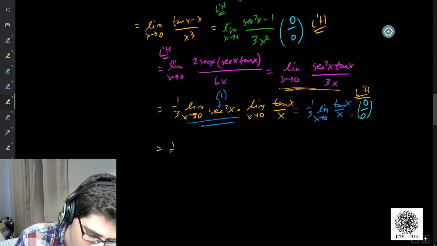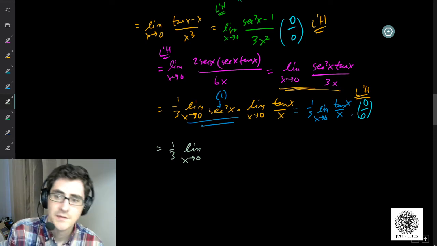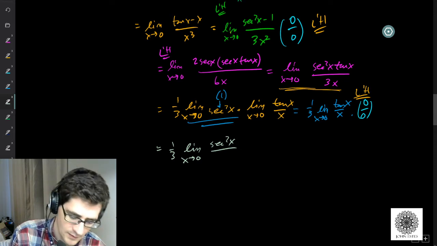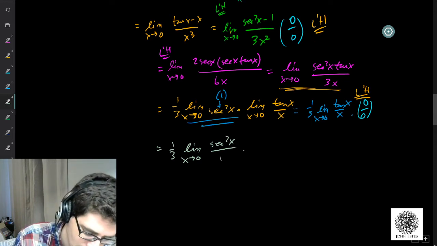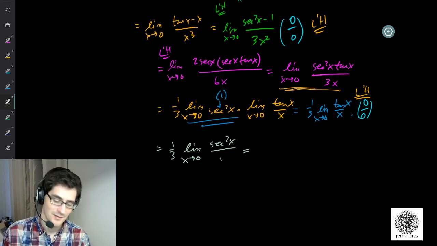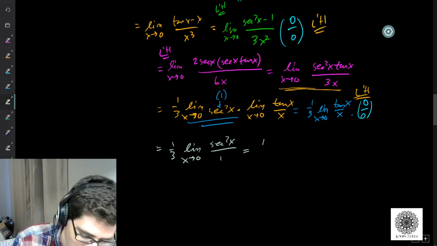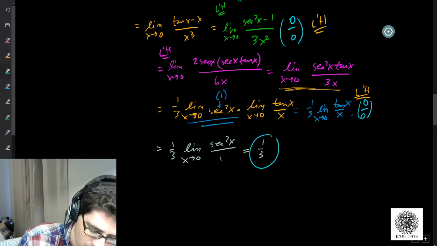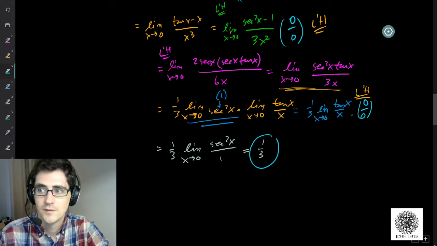And when I do that, I have 1/3 the limit as x approaches 0, the derivative of tangent, which is secant squared, and the derivative of x, which is just 1. So I end up with secant squared over 1. We already evaluated the limit as x approaches 0 of secant squared, right? It's 1. So I just end up with 1/3. So what is 0 over 0? 0 over 0 is 1/3, depending on your context.